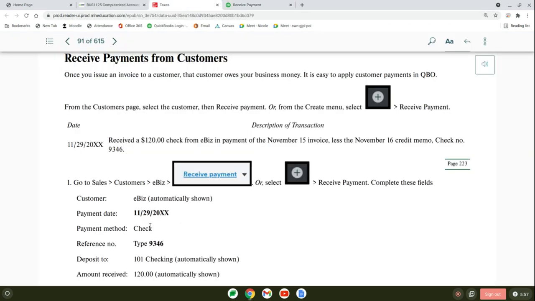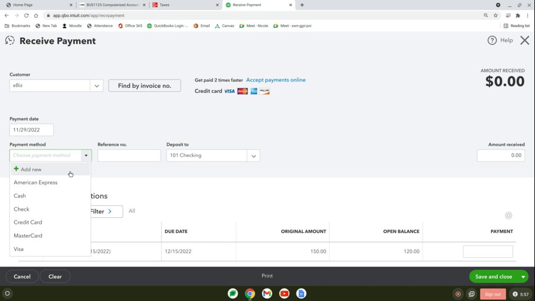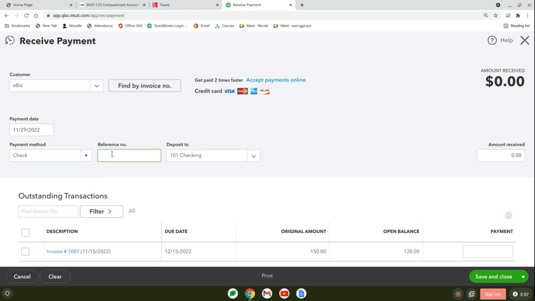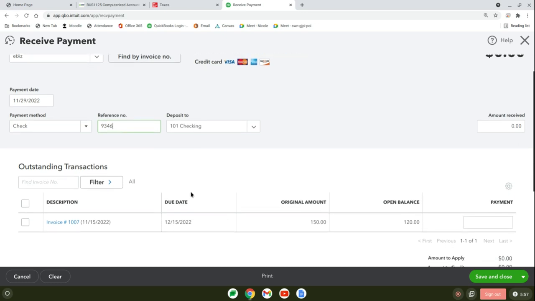So it does tell us. It tells us a check, and it's check number 9346. So we're going to go payment method, check, and then under reference, we're going to put 9346. We're going to scroll down, and we're going to select invoice 1007. Notice it has original amount 150, open balance is 120 because we applied that $30.